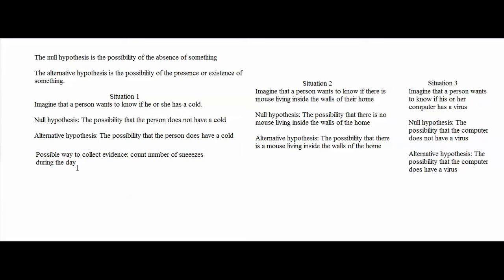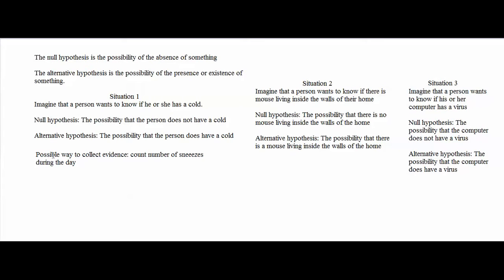If the person sneezes only a small number of times during the day, like 1 or 2 times, then the person won't be convinced that he or she has a cold, because a person could easily sneeze 1 or 2 times just by chance. So if the person only sneezes a small number of times, the person will assume that the null hypothesis is true and that the person doesn't have a cold.